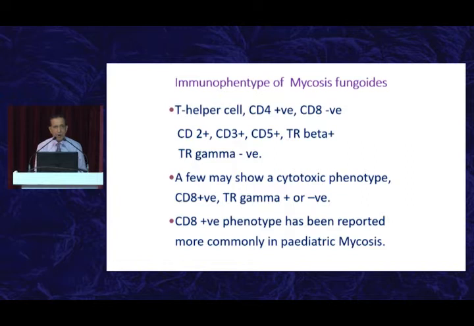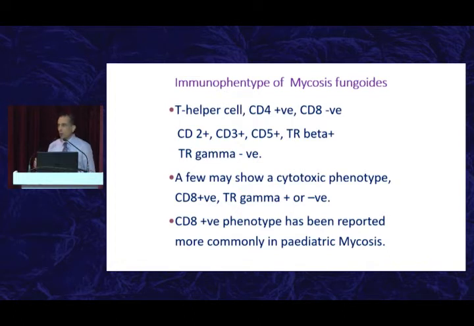Now, these cells are T helper cells, which are usually CD4 positive and CD8 negative. All T cells are CD2 positive, 3 positive, 5 positive, but because it's a lymphoma, they may drop some of these antigens. A few might show a CD8 positive, CD4 negative phenotype, with the T receptor gamma being positive or negative. This has been reported especially in the pediatric form of Mycosis fungoides.